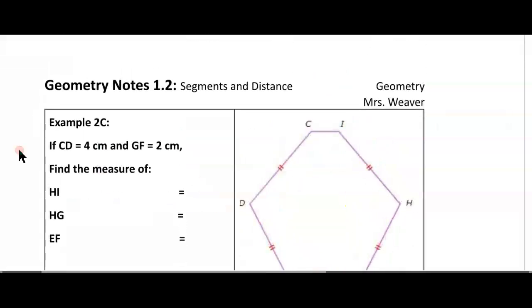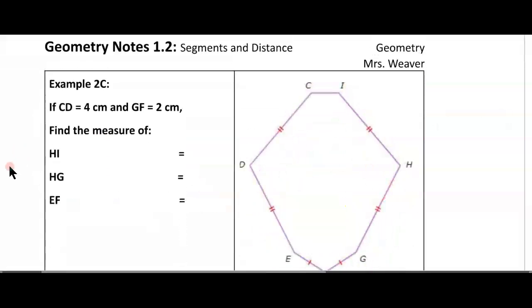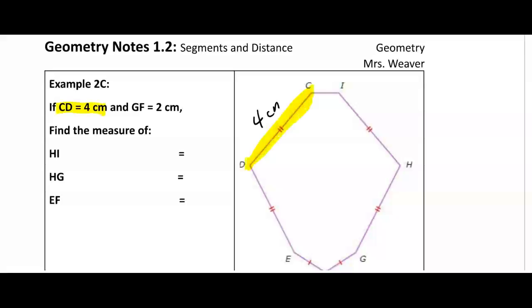So let's take a look at the next page. Now we have a third example. Here we're going to apply congruency. We're told that CD equals 4 centimeters. I like labeling things. If I know something, I always like to write it on my diagram if possible.